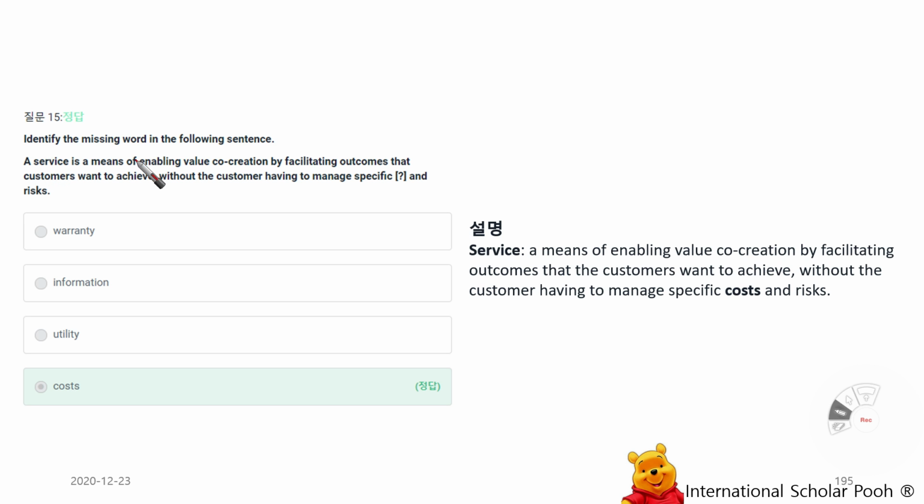Identify the missing word in the following sentence. A service is a means of enabling value co-creation by facilitating outcomes that customers want to achieve, without the customer having to manage specific cost and risk. Cost and risk. Services are a means of enabling value co-creation by facilitating outcomes that customers want to achieve without the customer having to manage specific cost and risk.